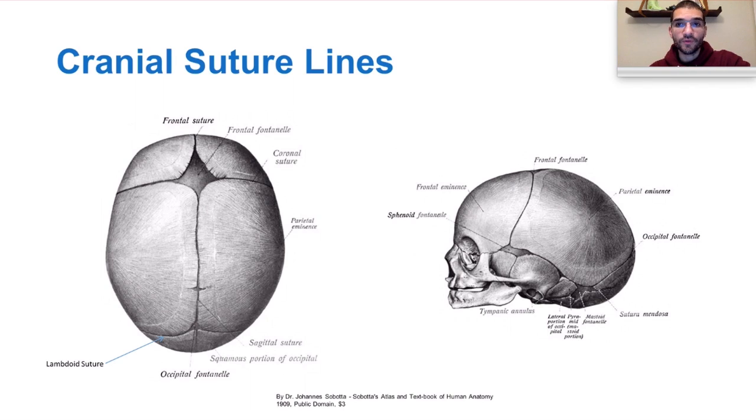Now, what are these sutures? So essentially, you have a frontal suture, a coronal suture, a sagittal suture, and in the very back, you have a lambdoid suture. Those are the big sutures. And as you can see at the very front, you have the fontanelle, the frontal fontanelle, and then you have an occipital fontanelle, which are those soft spots that you feel in a newborn. And I'll describe why the sutures are important in just a second.